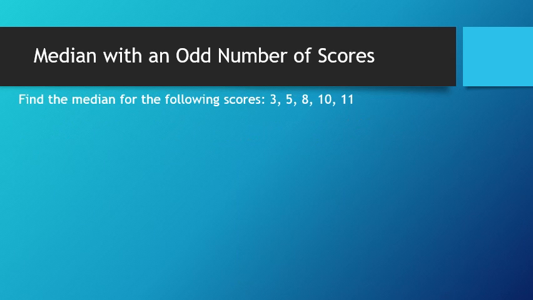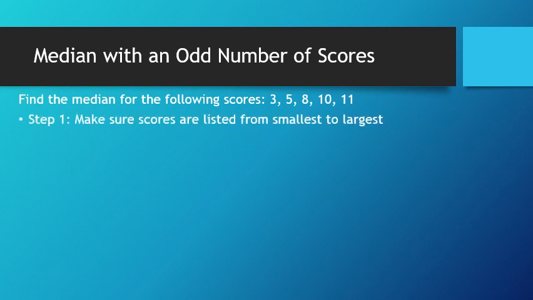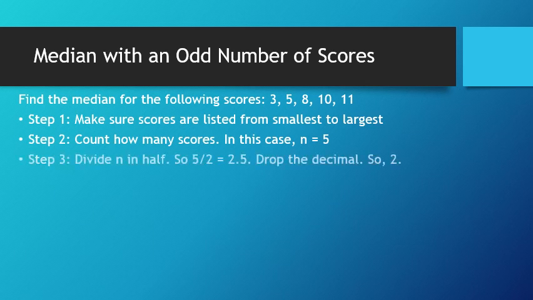Let's talk about how to find the median when you have an odd number of scores. So here's an example. Find the median for the following scores. Step 1, make sure the scores are listed from smallest to largest. In this case, they already are. Count how many scores. In this case, there are 5 scores, so n equals 5.